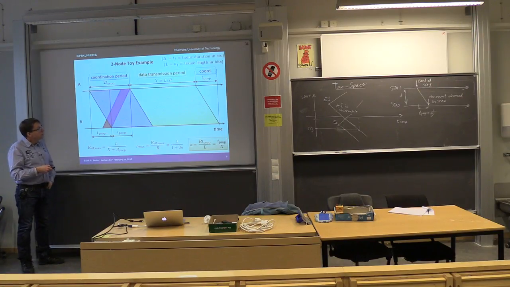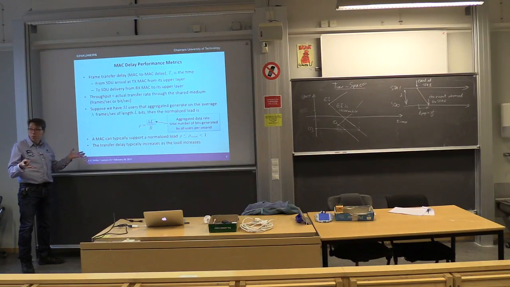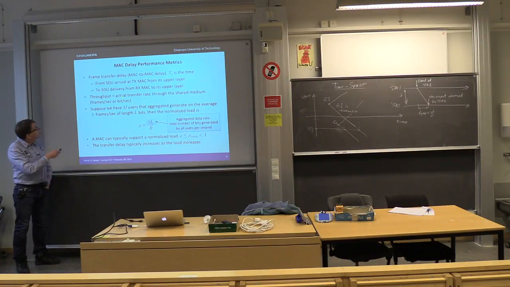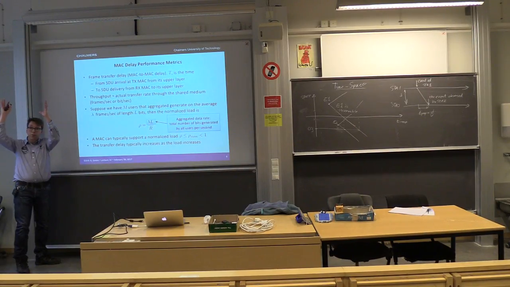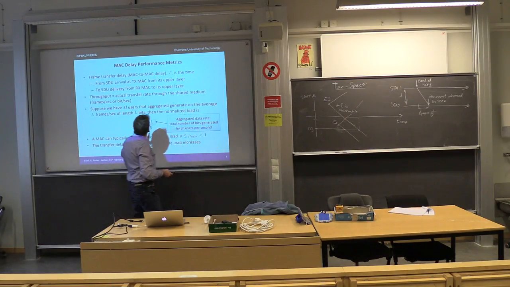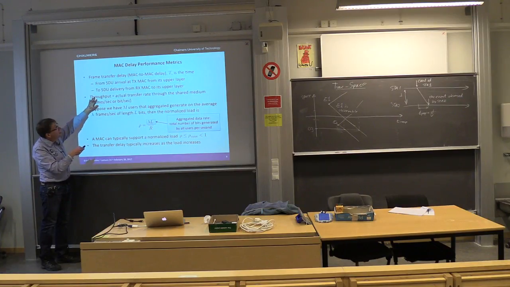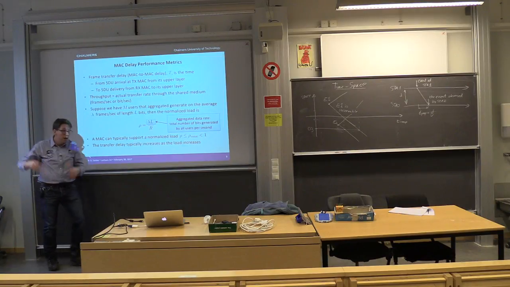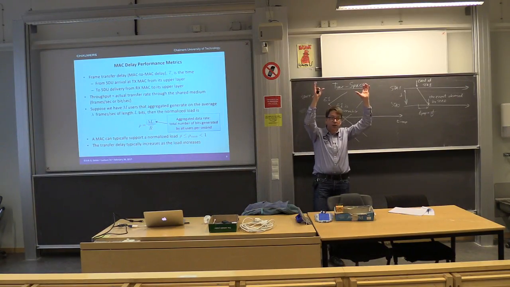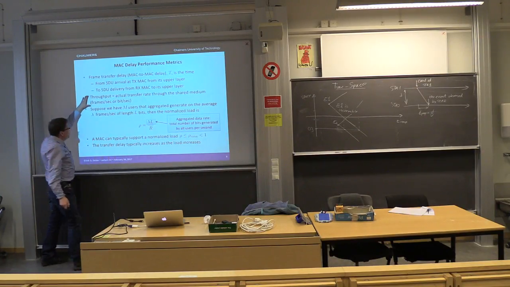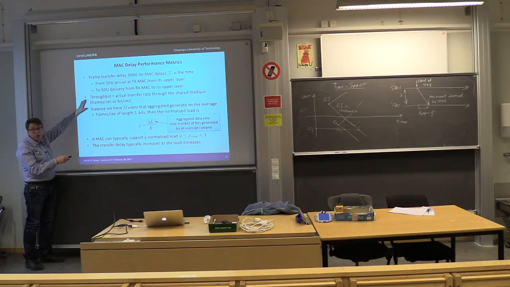Okay, so now, is this a good scheme or not? Well, let's go back to the earlier slide and say something about what would be performance metrics for a medium access scheme. One thing that matters is the time it takes to transmit the frame, meaning from the time that the service data unit arrives from the layer above until it's been delivered to the receiving MAC at the upper layer. Throughput is another thing, which is the actual transfer rate through the shared medium, in frames per second or bits per second.